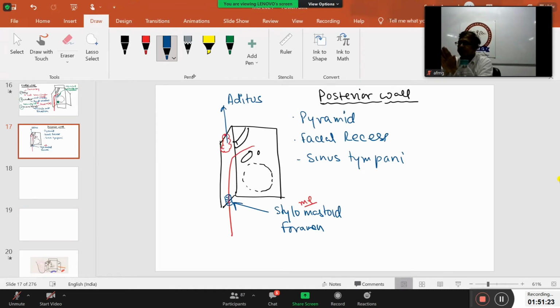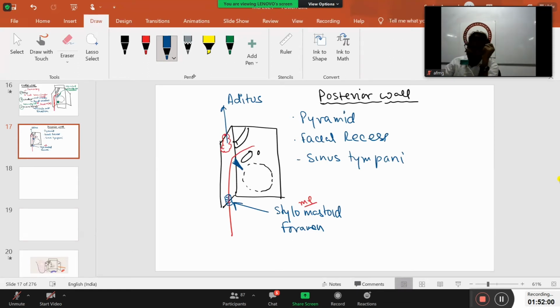What is the pyramid? The pyramid is a small bony projection from the posterior wall. That bone is called the pyramid. And you must have guessed why: because the shape is like a pyramid. But where on the posterior wall exactly? Can you see the facial nerve turning? Just below the turn of the facial nerve. Here, like this. This bone that I am drawing is the pyramid. It's a very small one actually.